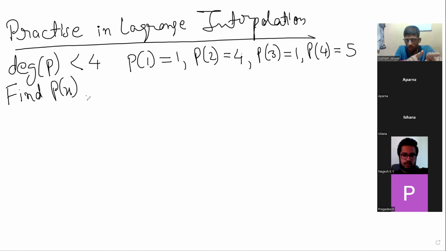So as usual, you'll notice that I am not saying that the degree is 3. The degree could be 3. It could also end up being 2. It could end up being 1. And we cannot do anything about it. But it's not more than 3, that is important.